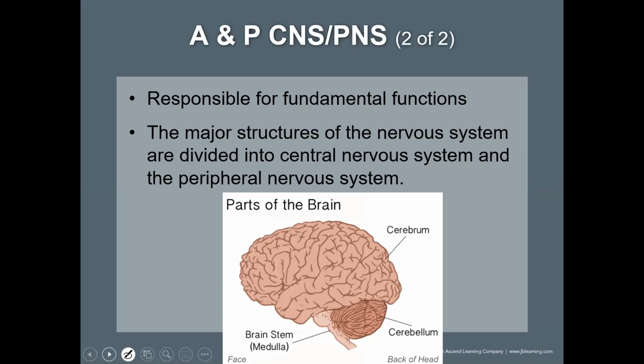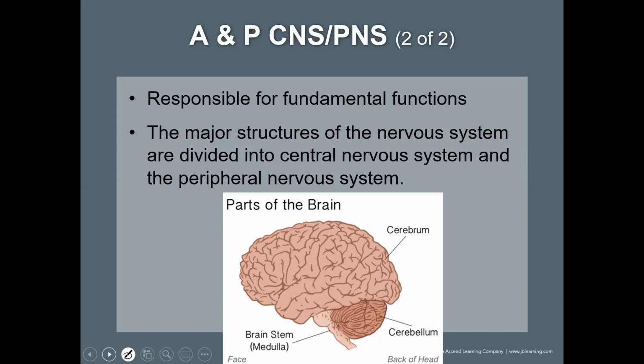I have several slides here that kind of show you that. The central nervous system is responsible for fundamental functions like breathing, heart rate, blood pressure, and temperature regulation. It is also responsible for higher level activities, parts of your brain, memory, understanding, thought, and communication.